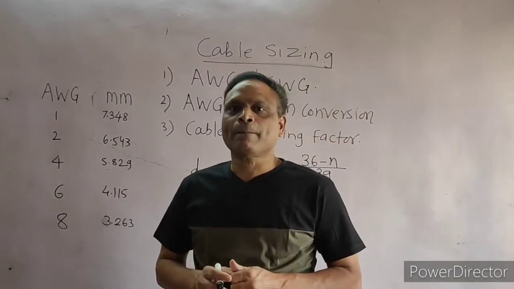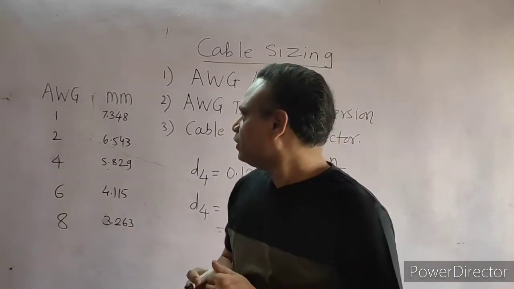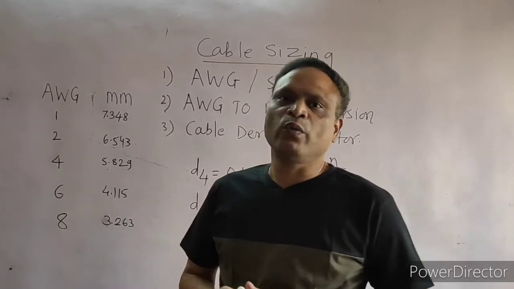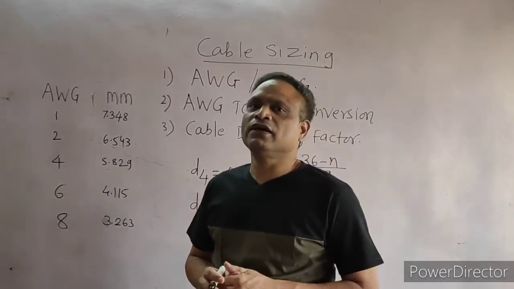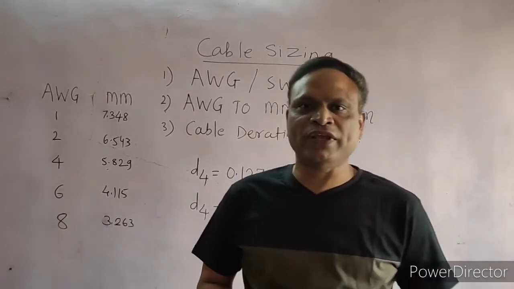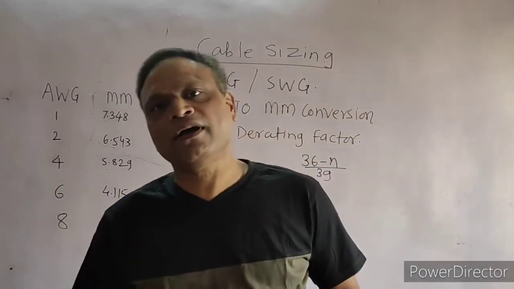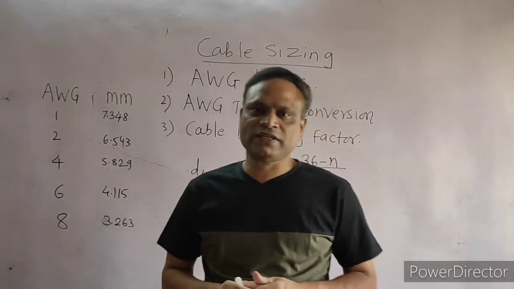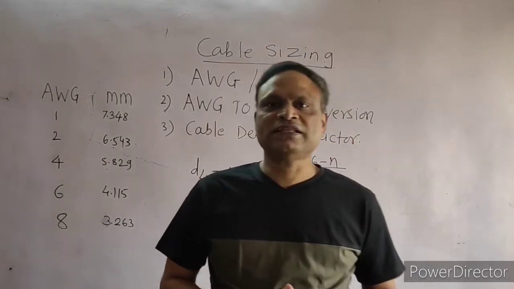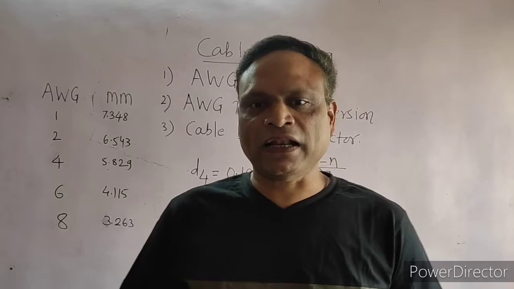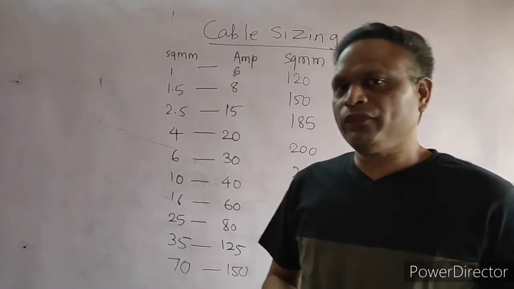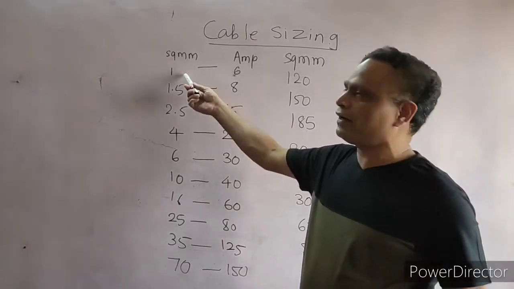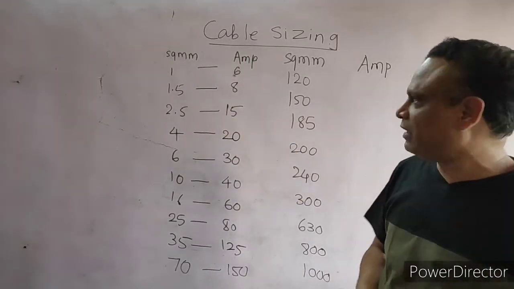So there is some derating factor. Whatever the current we get, we have to multiply by that derating factor. Hence the current carrying capacity of the cable for a particular square reduces, and we have to consider this derating factor in the further calculations. This kind of table you will find on the net, that is area in square millimeter and current carrying capacity of a cable.